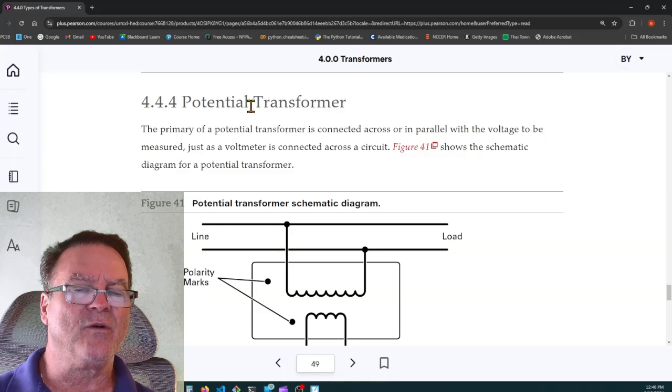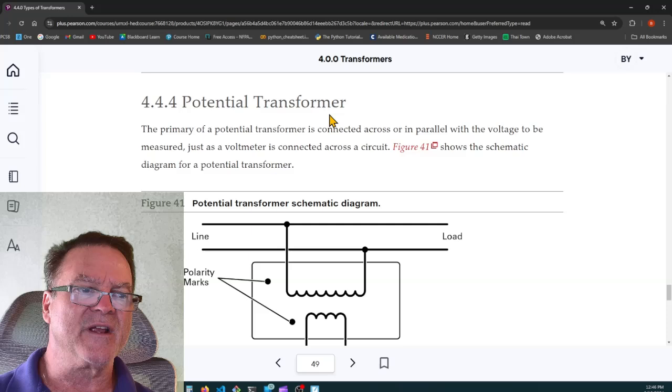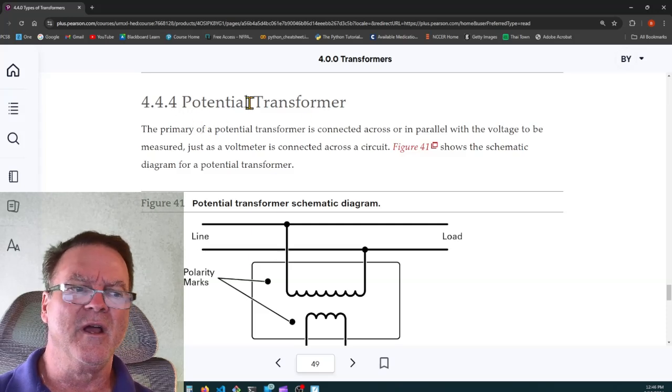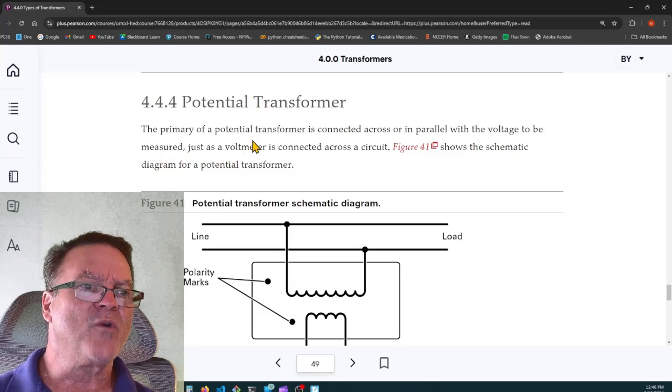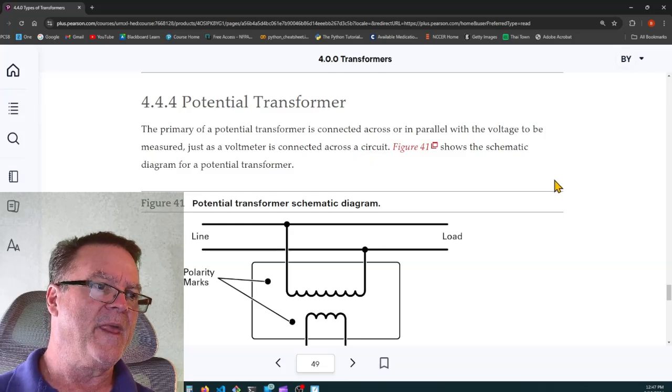4.4.4, potential transformer. Remember, potential means voltage. So we talked about a current transformer. Now we're talking about a voltage transformer. It's for instrumentation, the same as the current transformer, but it usually limits the secondary side to 120 volts. The primary of a potential transformer is connected across or in parallel with the voltage to be measured, just as a voltmeter is connected across the circuit.